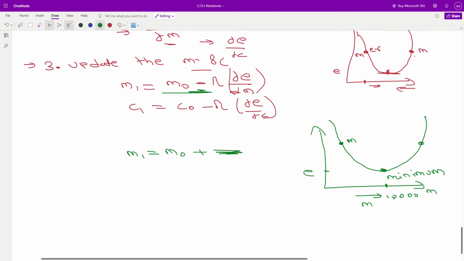Whereas, for example, if your point is present here, I should decrease my m value to reach the minimum point, right? So when I say I should decrease my m value, the new m value is equal to m naught, the old m value, minus something else. Whatever that something else is, we'll talk about this. This is my main goal. So when I say I want to increase or decrease my m value, how do we do this? Let's see that right now.